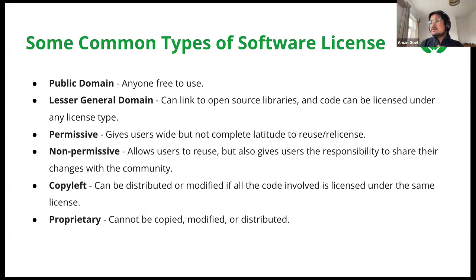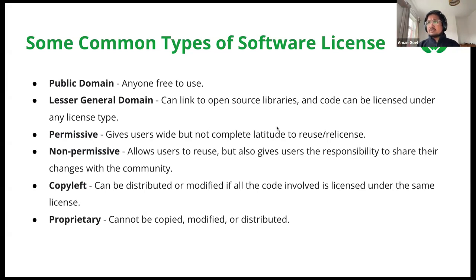And then there's proprietary code, which cannot be copied, modified, or distributed. A lot of the software that we use, a lot of the corporate or closed source software, comes under proprietary licenses. So for example, if you're using a Windows or an Apple machine, a lot of the software that you would use on that would come under proprietary licenses, where you cannot access the source code, you cannot copy or modify it, you can just use it as a user. These are, again, the common types of licenses.